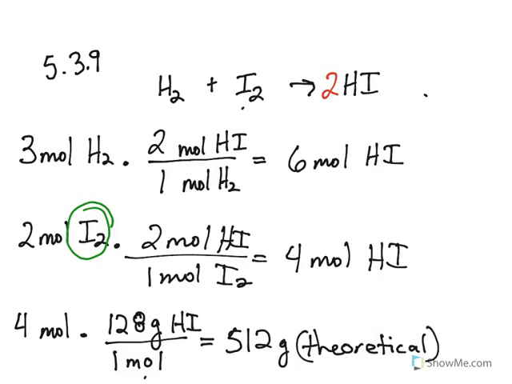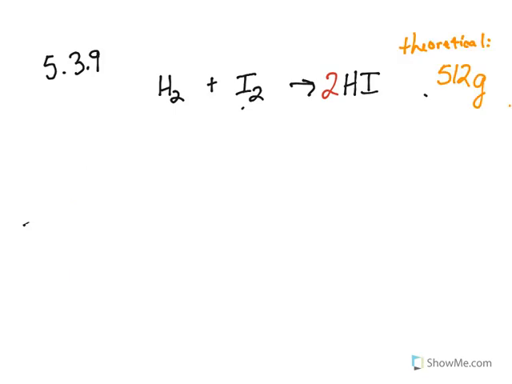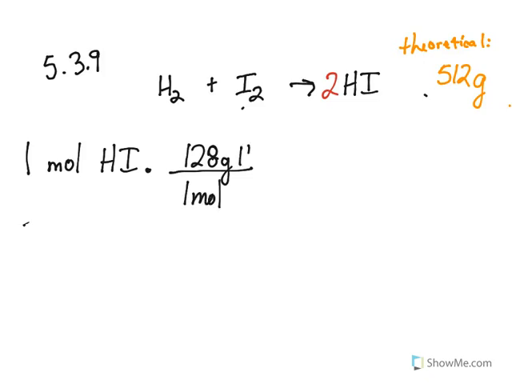Now, the problem tells me that I created 1 mole of hydrogen iodide, so I'm going to find my actual yield by multiplying by the molar mass, and I find that I actually created 128 grams of HI.